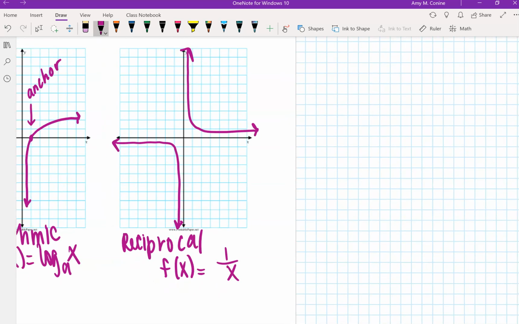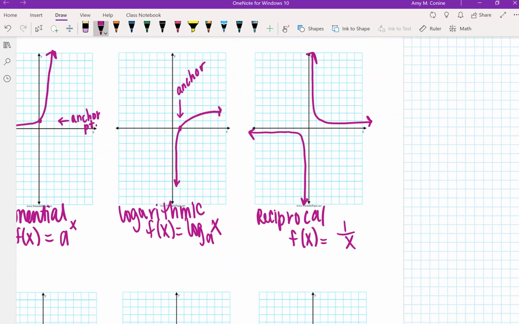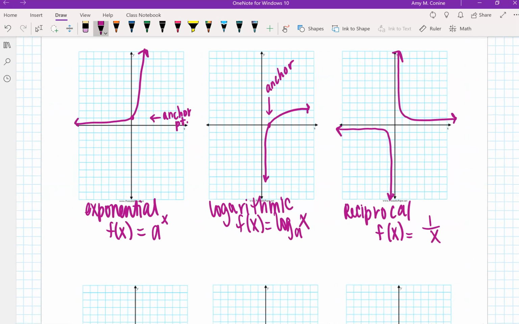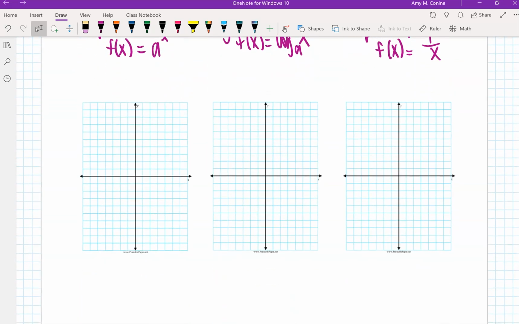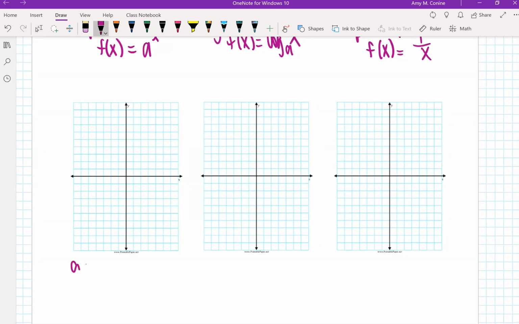And as you add things to it, it will change. So there is one more I want to talk about. We don't use it very often, but I do think that you should see it. All right, so the next one we're going to do, it's called your greatest integer function.